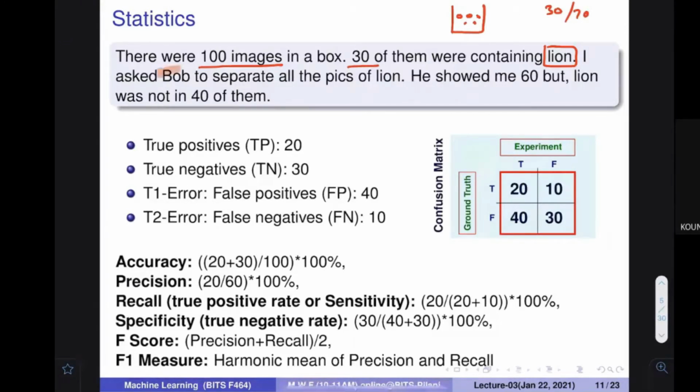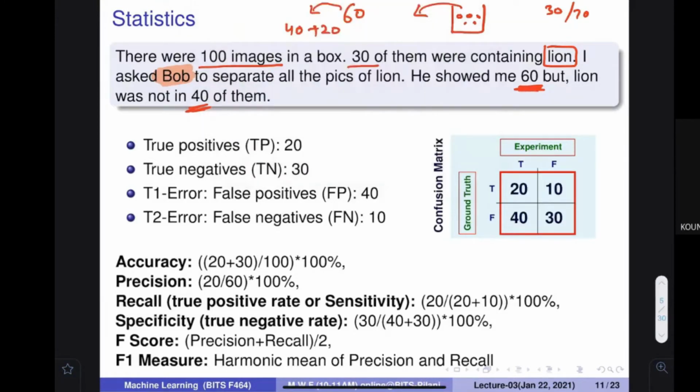I have asked some computer system, say Bob, to separate all the pictures of the line. I have given this box to the robot and asked it to take out the images where there is a line. It showed me 60. It took out 60 images, but the line was not in 40 of them. So whatever 60 images it has given, I can divide into 40 plus 20, and this 20 is right, because the line was not in 40 of them, but in the other 20 the line was there.